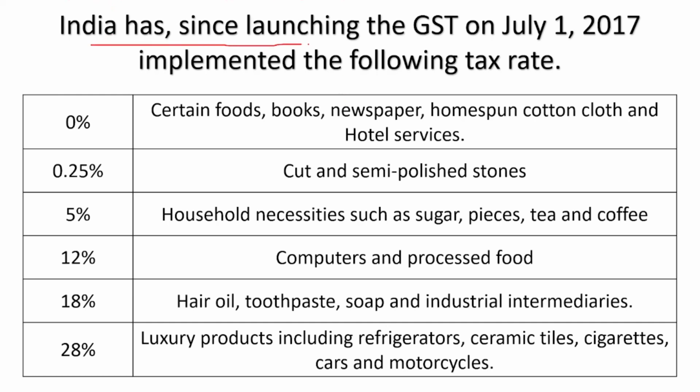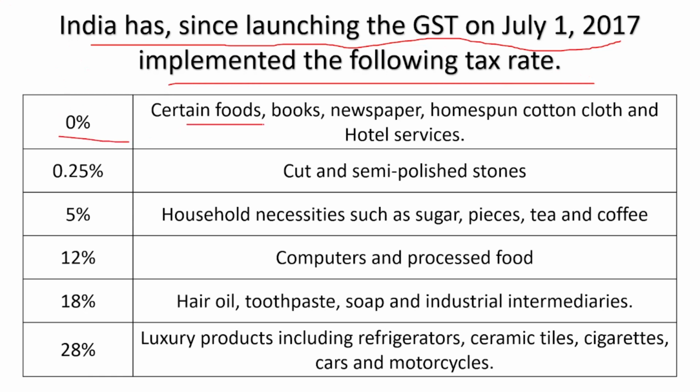ಇಂಡಿಯಾ ಹ್ಯಾಸ್ ಲಾಂಚ್ಡ್ GST ಆನ್ 1st July 2017. So the GST was launched in India in the year 2017, that is July 1st. It had the following tax rates. ಫಸ್ಟ್ 0% ಯಾವುದಕ್ಕೆ ಅಂದರೆ ಸರ್ಟನ್ ಫುಡ್ಸ್, ಬುಕ್ಸ್, ನ್ಯೂಸ್ ಪೇಪರ್, ಹೋಮ್ಸ್ಪನ್ ಕಾಟನ್ ಕ್ಲಾತ್ and hotel services. On all these things it was 0% tax rate.